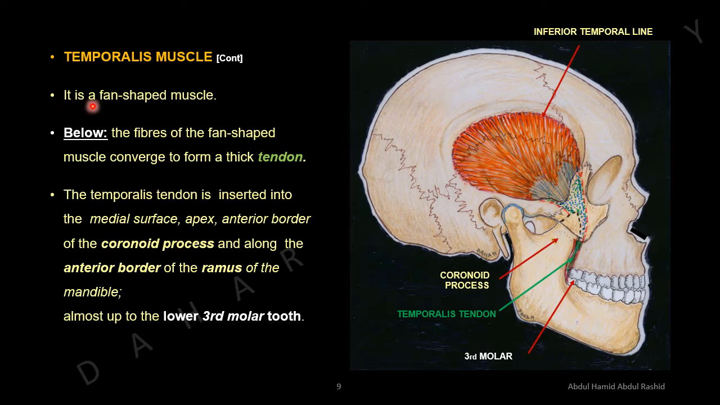So, the temporalis muscle is a fan-shaped muscle. Look at the fibers there. Inferiorly, the fibers of the temporalis muscle converge to form a thick tendon here. It comes down deep to the zygomatic arch, and it is attached to the medial surface of the coronoid process, the apex, the anterior margins of the coronoid process, and along the anterior margins of the ramus of the mandible until the third molar tooth.